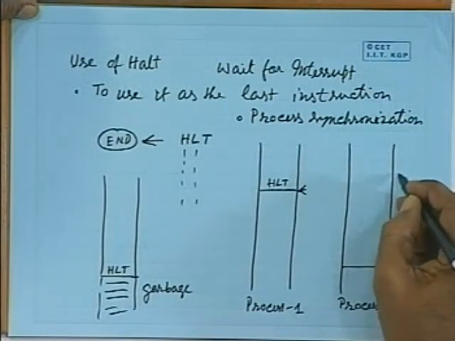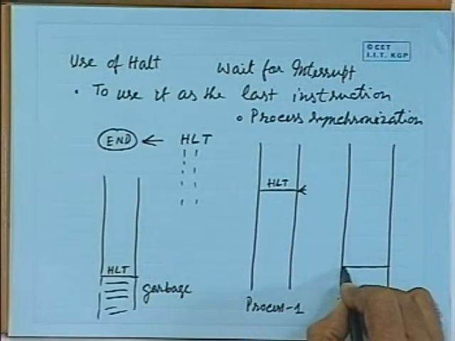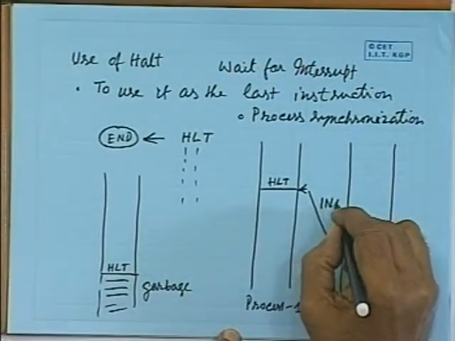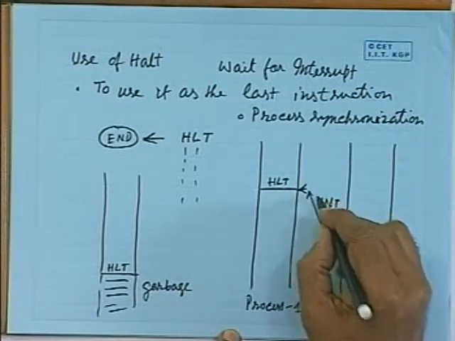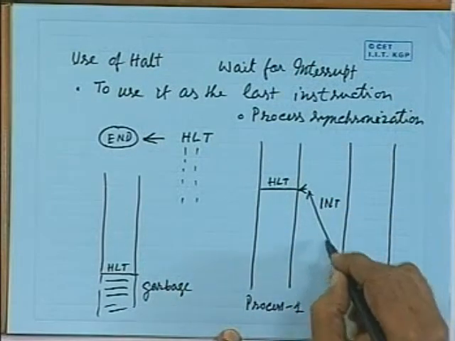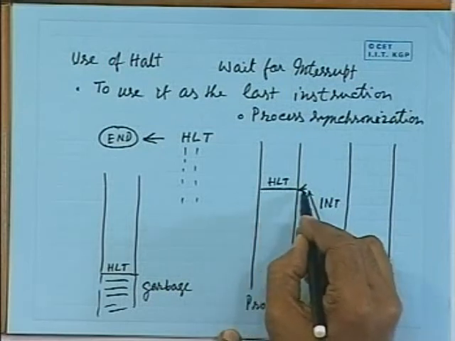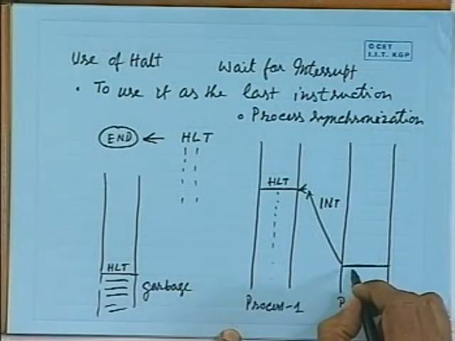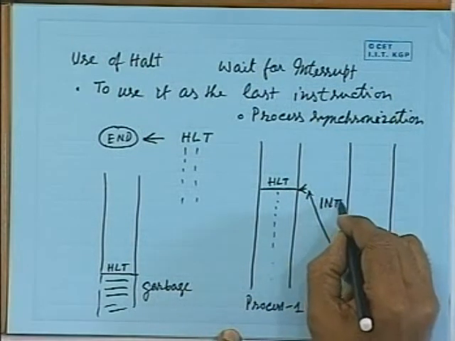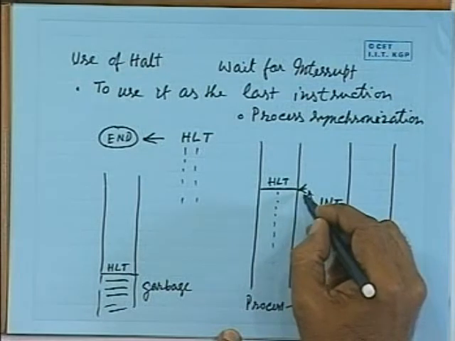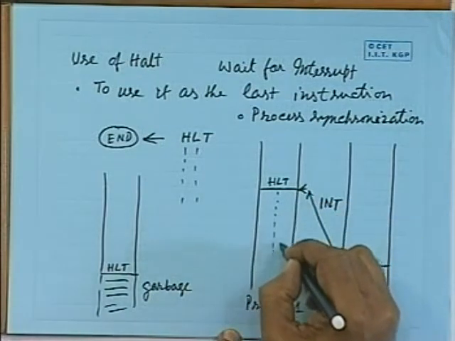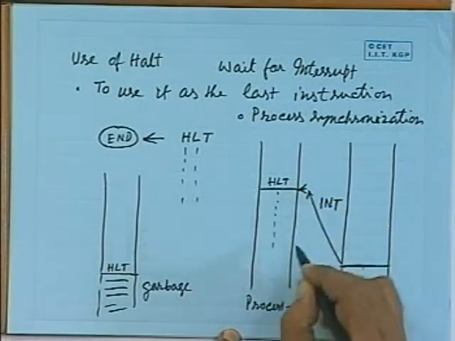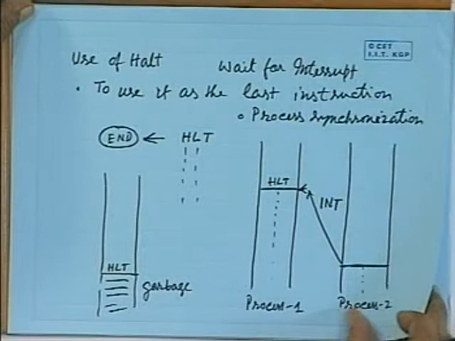Now, what you can do here, after reaching this point, this processor can generate an interrupt to the other processor. So, whenever processor 2 generates an interrupt and it goes to processor 1, it comes out of the halt and starts executing from this point. So, you are able to synchronize the operation of the two processes. That means, after this point, this will start execution, this will also start execution. So, you are synchronizing the execution at these 2 points with the help of this halt instruction.